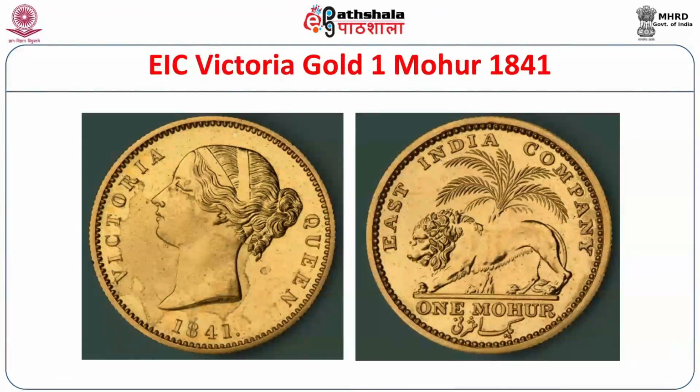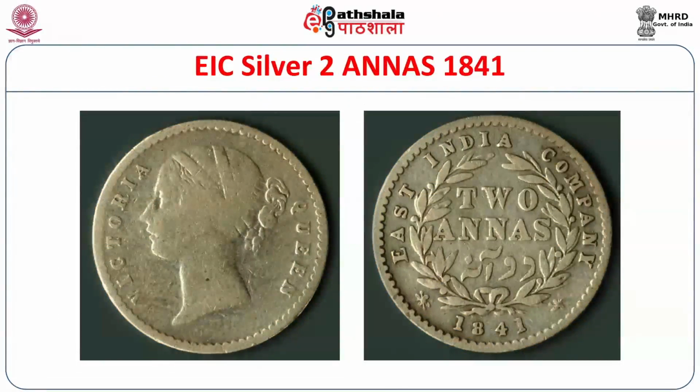In case of the mohurs, there was a delay and they were only issued in 1841. Similarly, a small fraction called the 2 annas was introduced in 1841 along with the mohurs, and these also come with the date of 1841.